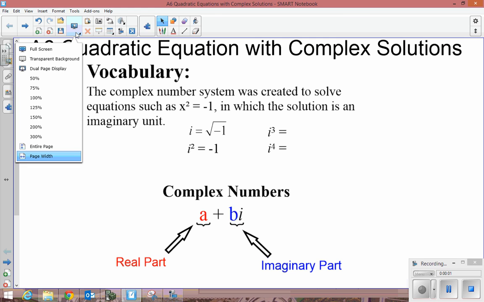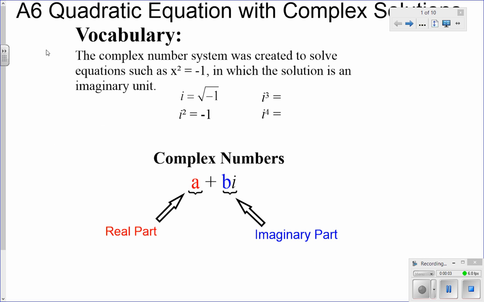All right, mathletes, here's A6, quadratic equations with complex solutions. First thing we're going to do is talk about some complex numbers. Make sure we're on the same page with that.